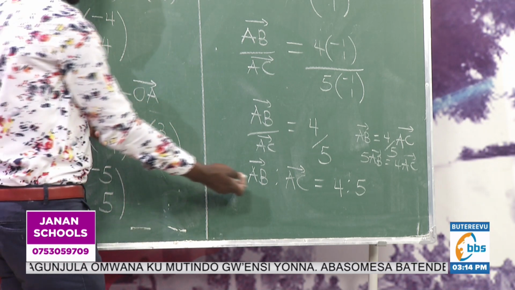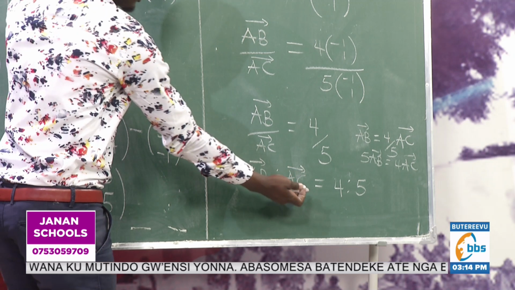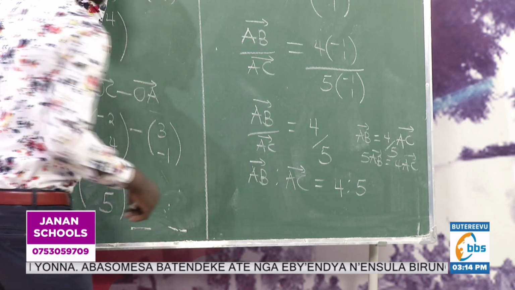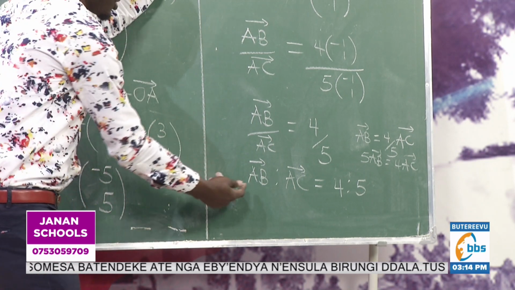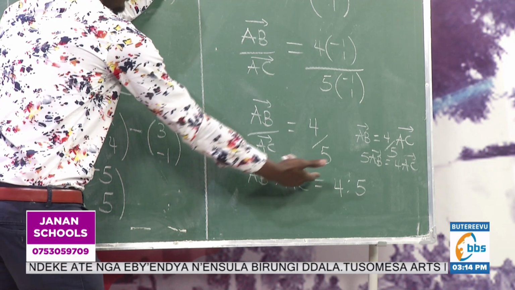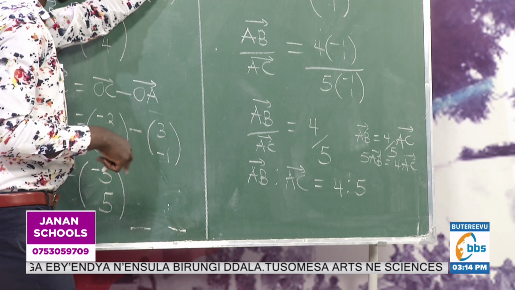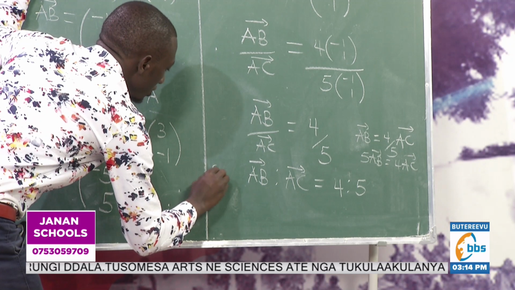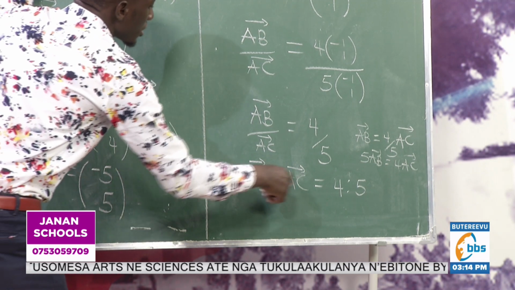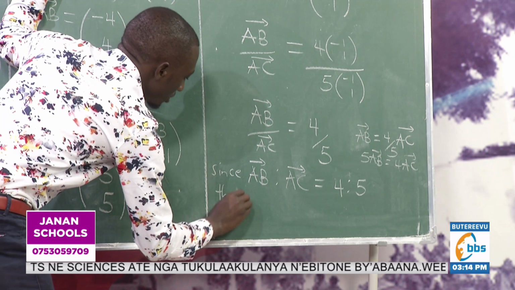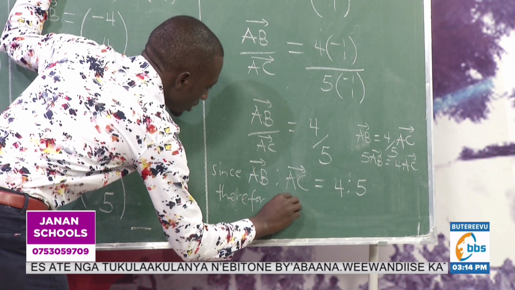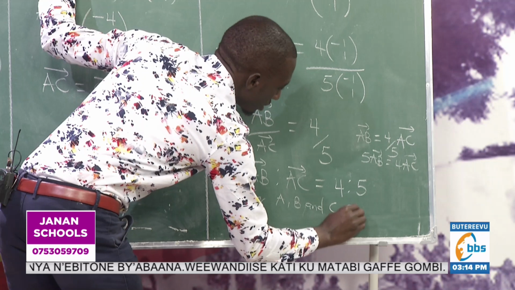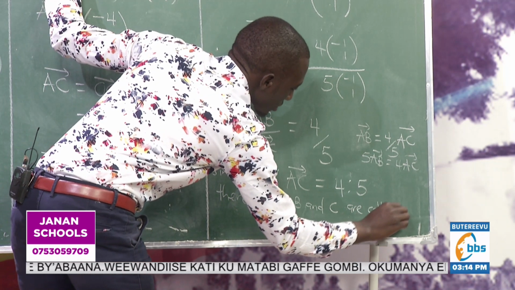So here I can leave it in terms of ratios. We have AB to SC equals 4 to 5. Then, since we have a common point of reference, remember what I told you last time, that we must have a common point, which is A, and again we have parallel vectors, and even a ratio. Therefore, A, B, and C are collinear. So since AB to SC equals that, therefore A, B and C are collinear, or they lie on a straight line.